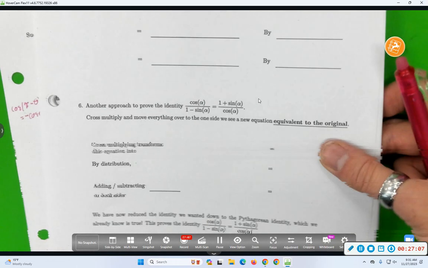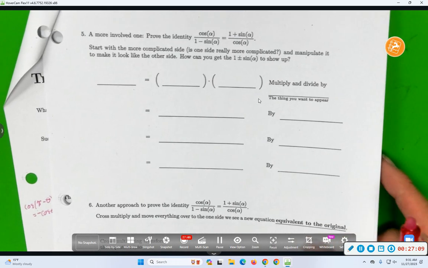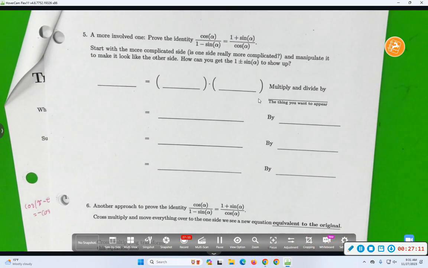So let's start getting a little bit more involved. On this next page, we in fact see the exact same identity twice. And that's because I want to introduce, the second time around, a different approach on the same problem. So here's an identity that I claim is true. Cosine divided by 1 minus sine of some angle alpha is the same thing as 1 plus sine alpha all over cosine alpha.